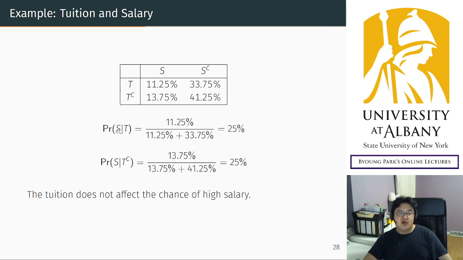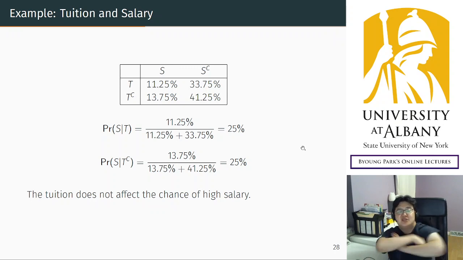So if you calculate high salary given high tuition, you erase the second row and calculate the probability from the first row only. And the other condition, T complement, is from the second row and high salary. They happen to be the same, which means that high tuition does not increase the chance of high salary according to the data, this fake data.